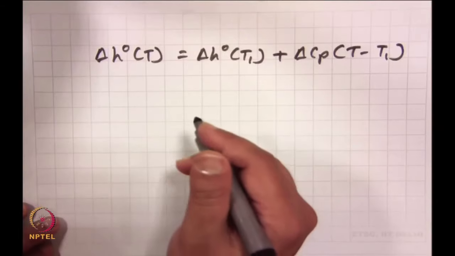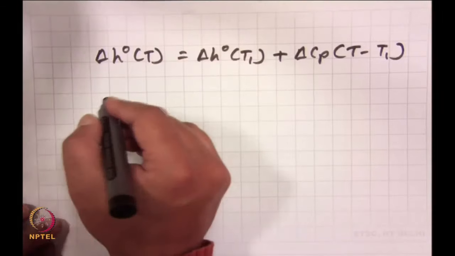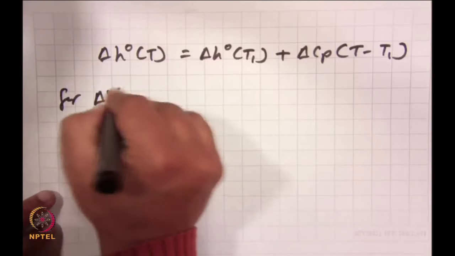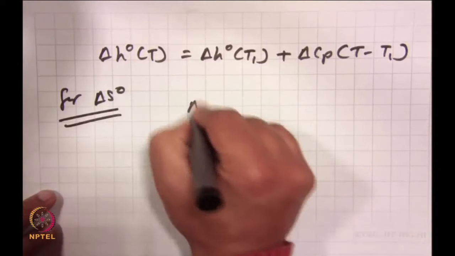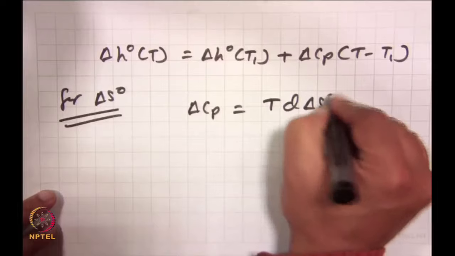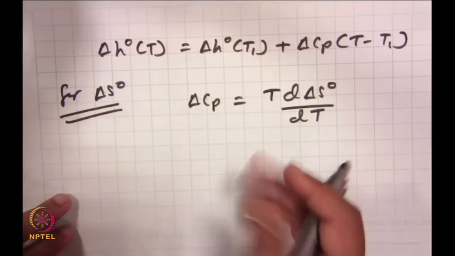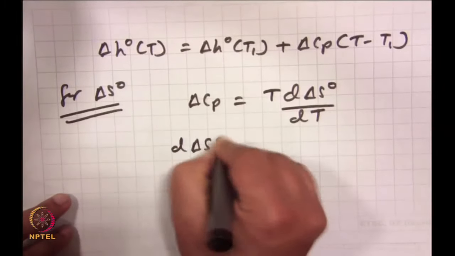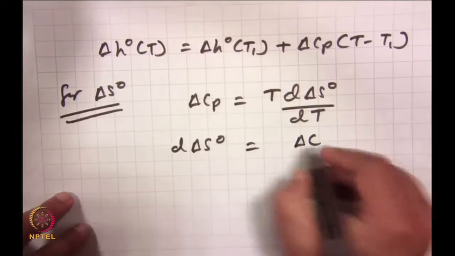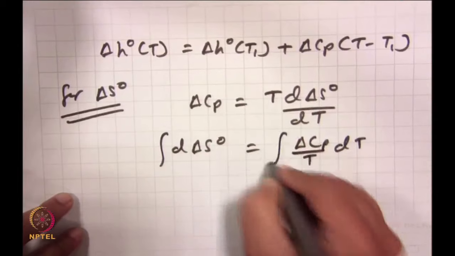Now, the same thing can be done with delta S. So, let us do it for delta S. For delta S 0, I should be having delta Cp is equal to T d delta S 0 over dT. And this we know. We do the same transformation, we say that d of delta S 0 is equal to delta Cp by T, then dT, and we integrate again as before.